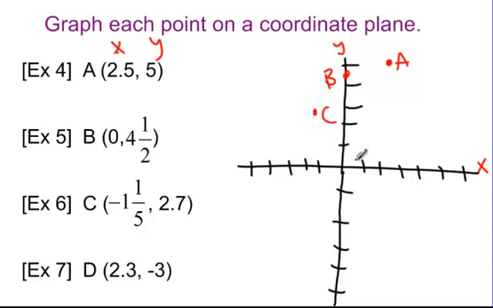And then D, we go to 2.3 on my X. 2.3 is a third of the way, about, so right there. And negative 3 on the Y. So down 1, 2, 3. So it's about right there.